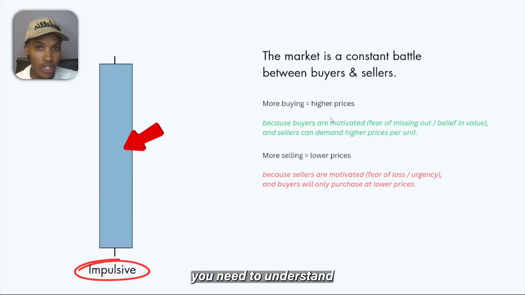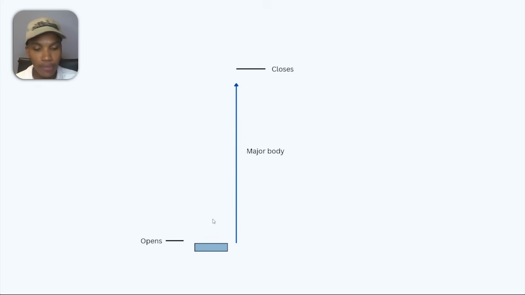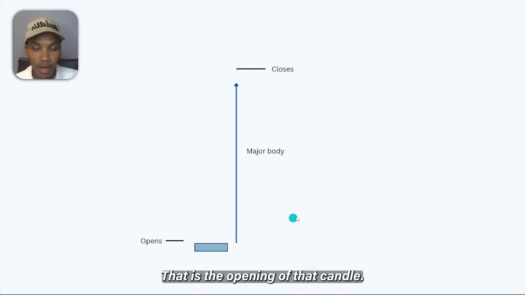Once again, you need to understand the intention and psychology of the market participants behind those candlesticks to trade them profitably. Now let's go over how an impulsive candle would show its main signature. It firstly starts with a flat line, which we have right here, just condensed movement with no real price displacement. That is the opening of that candle.